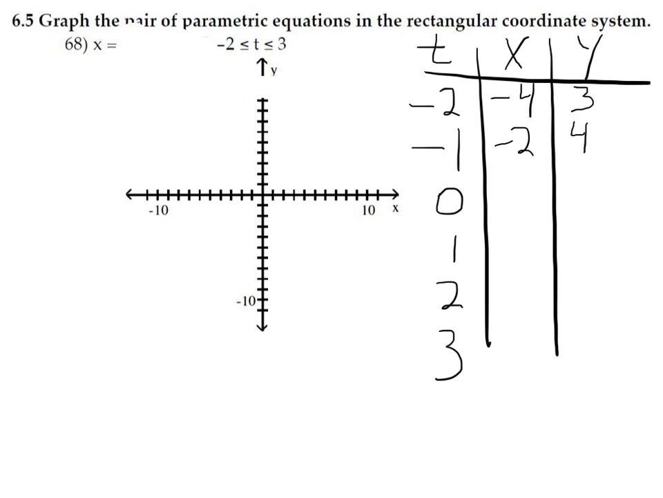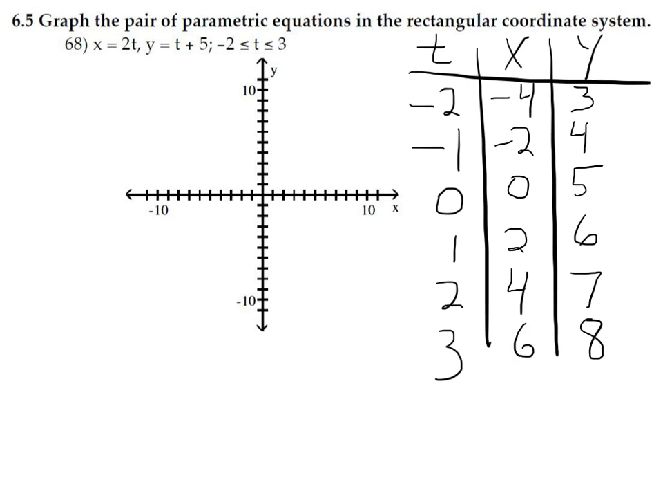If t equals 0, 2 times 0 is 0, 0 plus 5 is 5. If t equals 1, 2 times 1 is 2, and 1 plus 5 is 6. If t equals 2, we get 4 and 7. By this time you should probably see some patterns, like 3, 4, 5, 6, 7. That's going to be 8. Then -4, -2, 0, 2, 4. That's going to be 6. So when you're done, take a look at the patterns and see if you made a mistake.